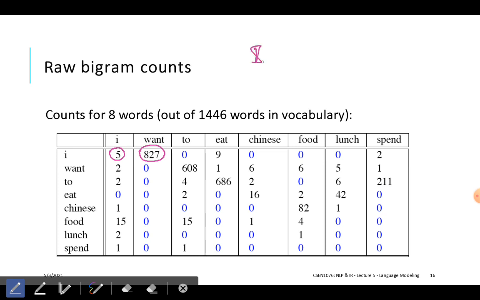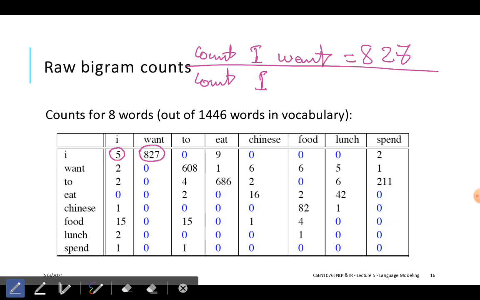So the count of "I want" is equal to 827 times. Now, if you want to compute a probability out of this, you need to compute the count of "I" and then divide those in order to account for the probability of the word want after "I". Maybe here you have, I don't know, 10,000 times, and then this is going to be the probability of the word want after "I".